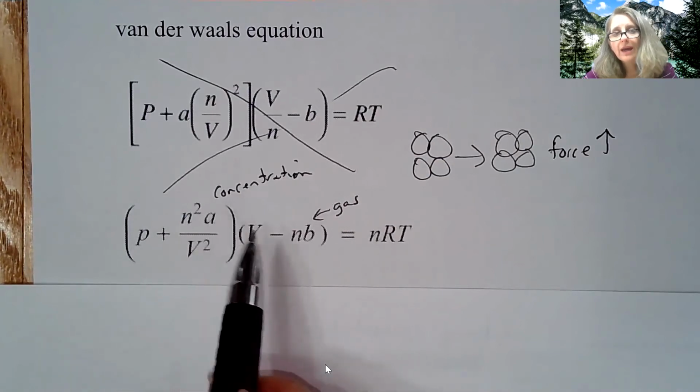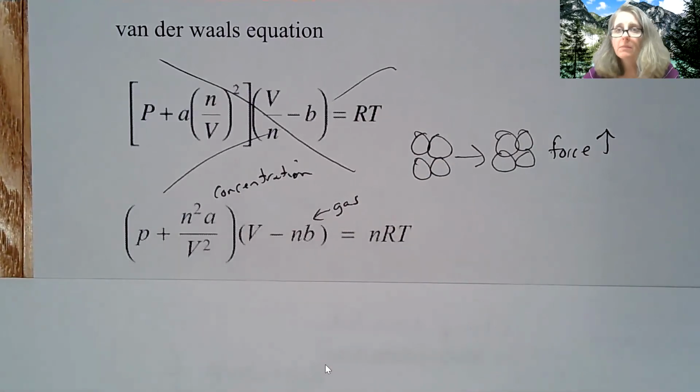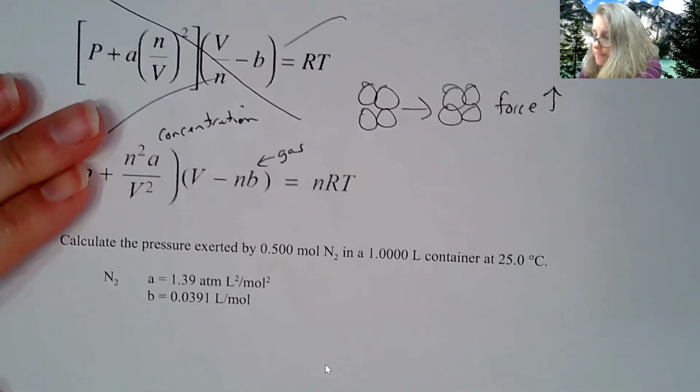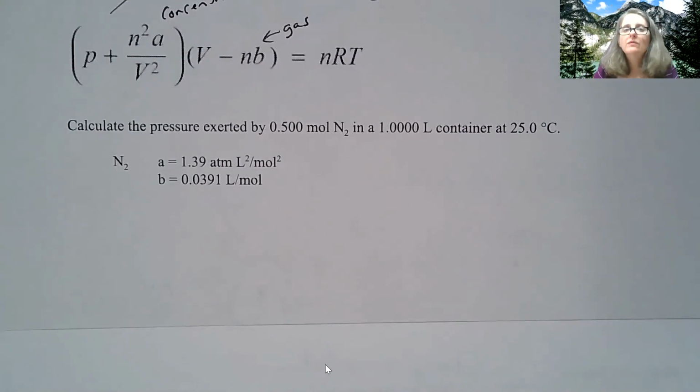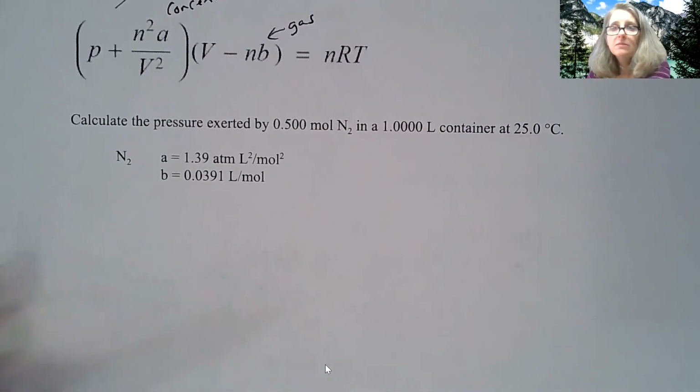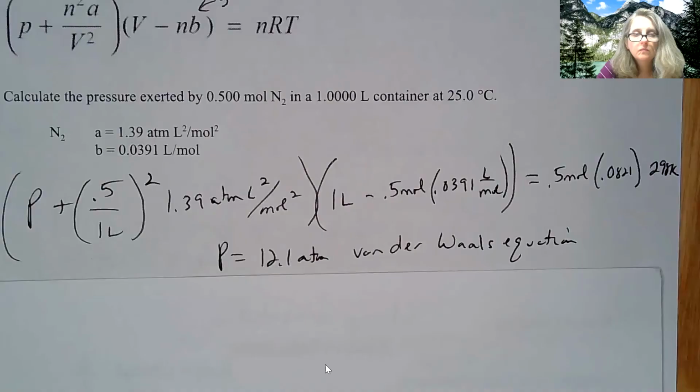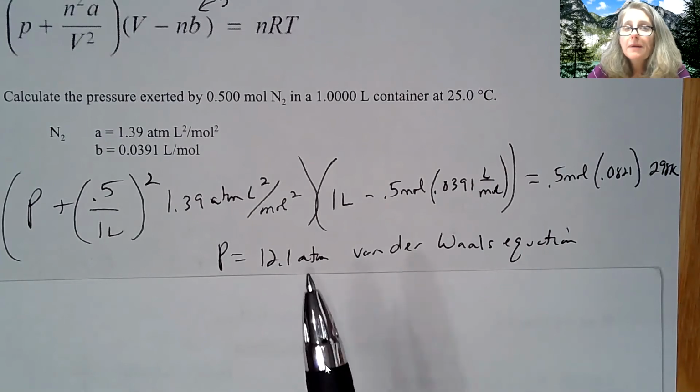So I will give you A and B and all of that stuff. I'm not going to have you do the math. We're going to do the math just to have a conversation. So calculate the pressure exerted by 0.5 moles of nitrogen in a 1 liter container at 25 degrees Celsius. And I will be specific as to when you have to use the van der Waals equation, but I'm not going to have you really do the math with this.